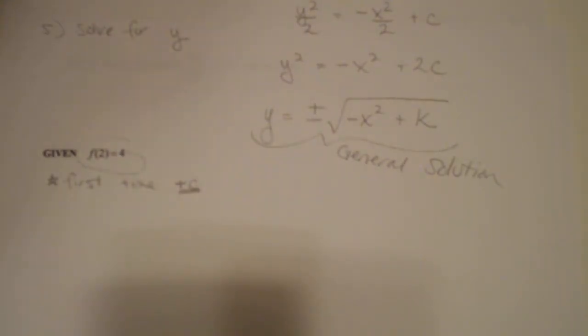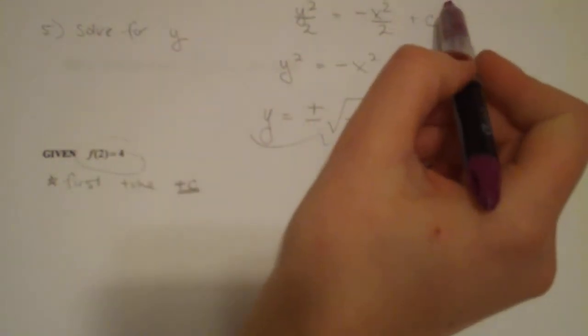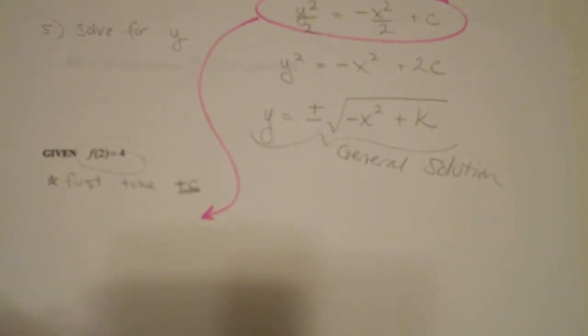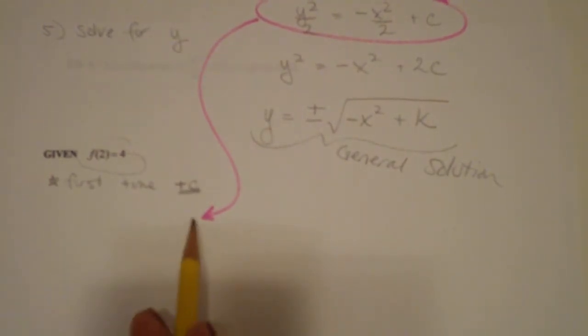Okay, so previously, I want to find the first place I saw plus C in my equation, and that would be up here when I had y squared over 2. And that's what I want to use. It's the first place I saw plus C, so that's where I'm plugging in.